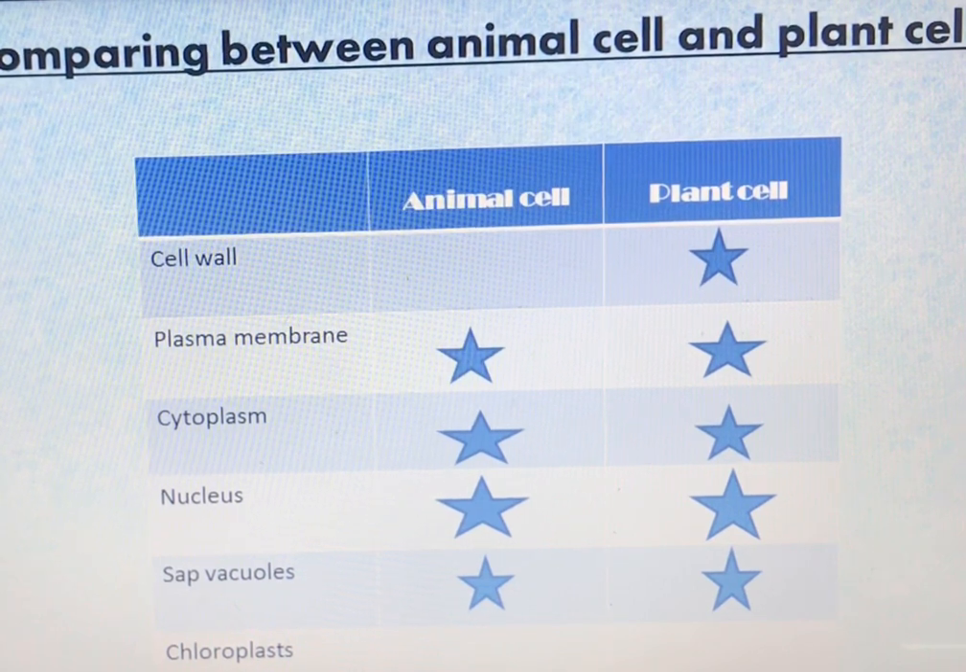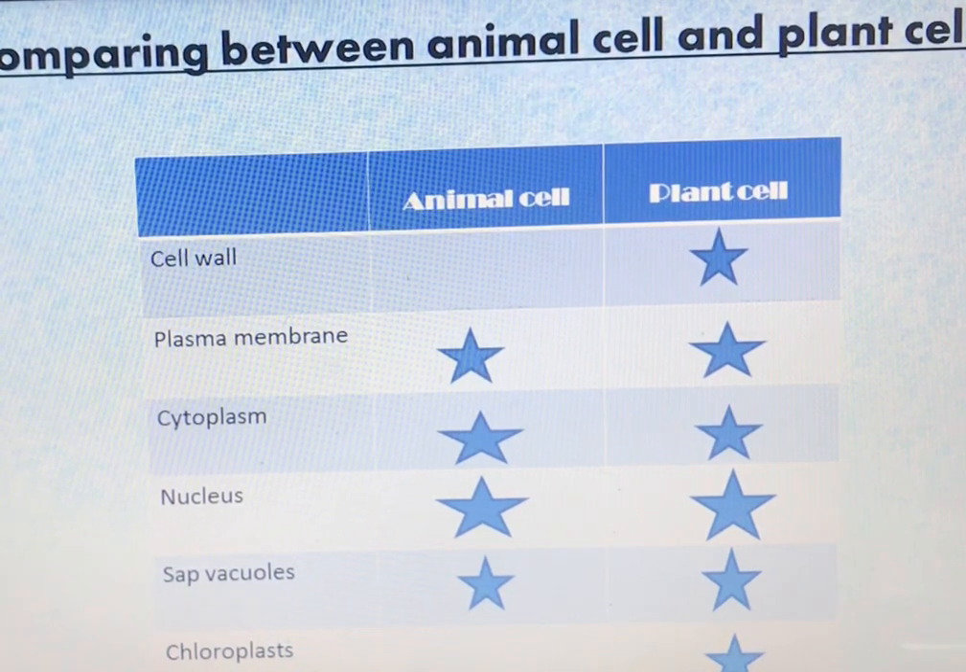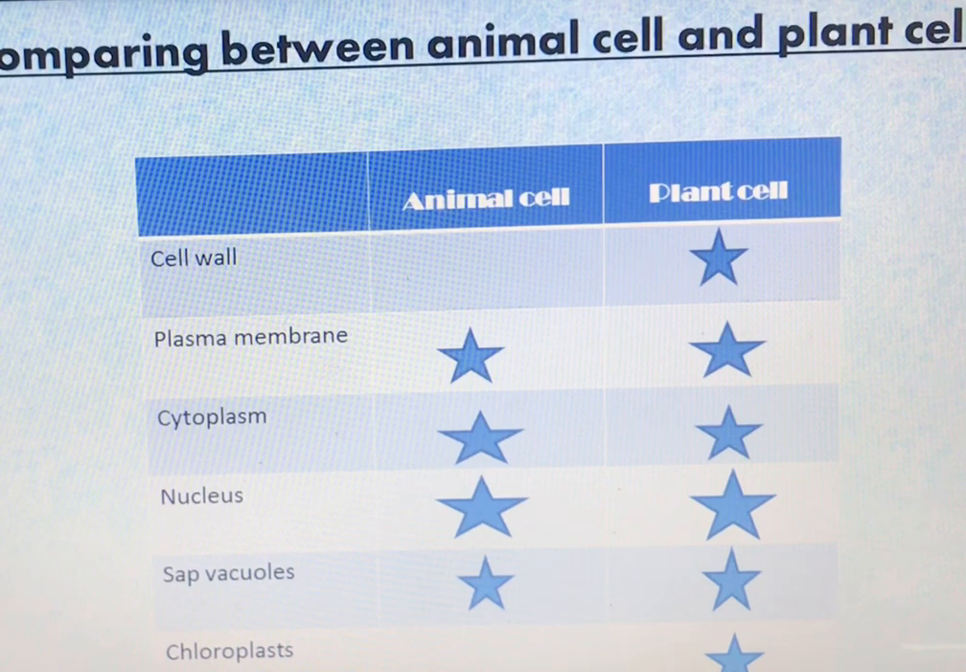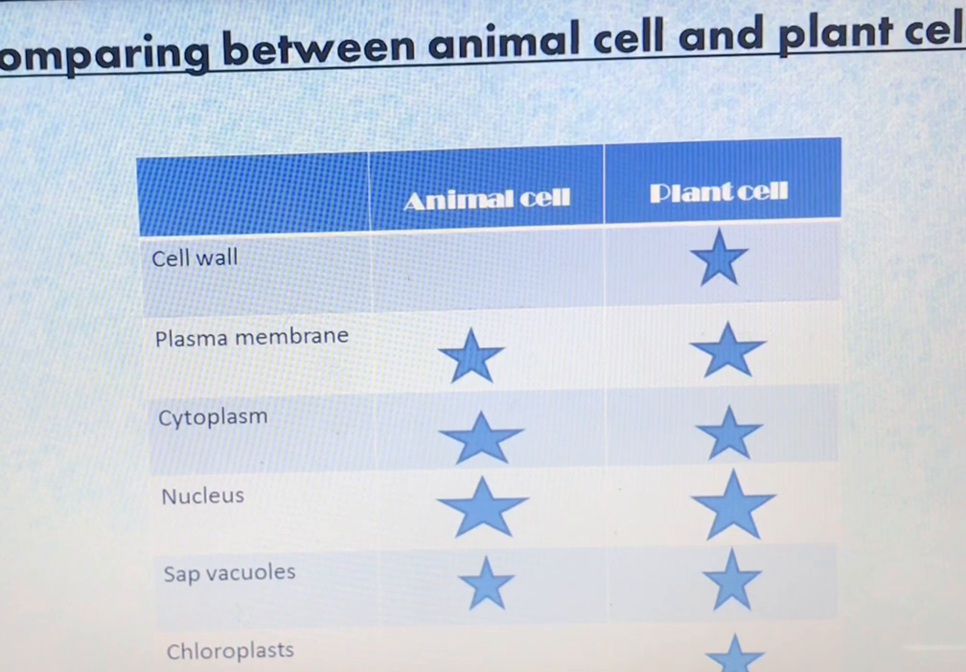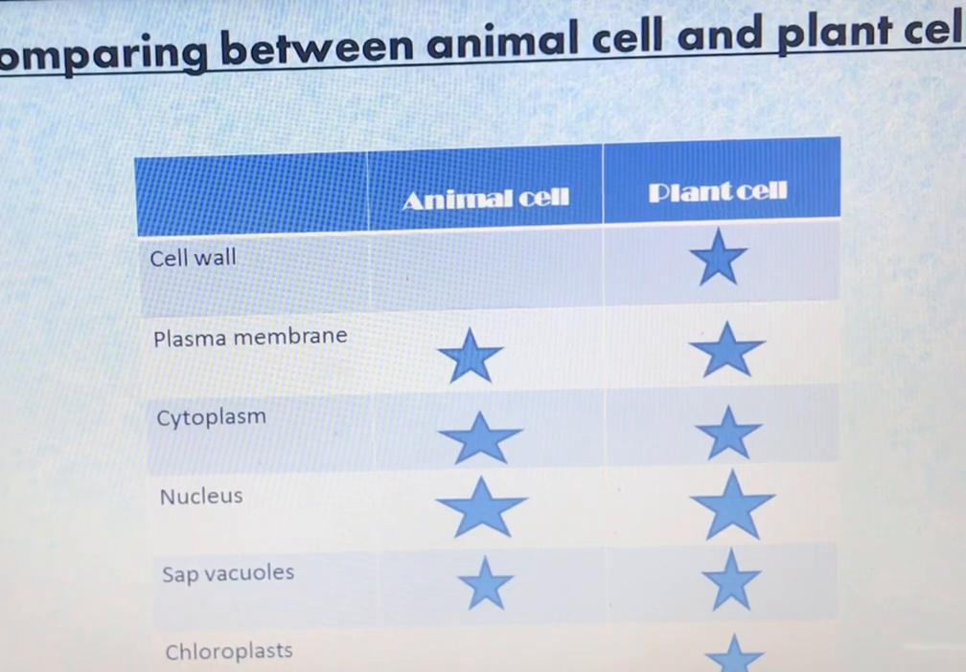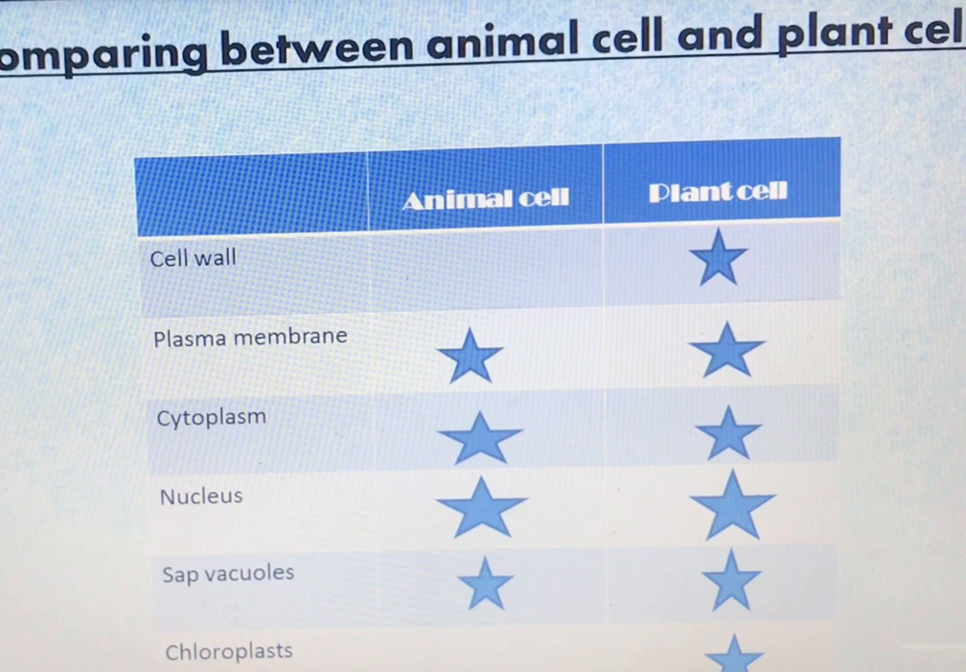Okay, finally, chloroplasts. Excellent. Chloroplasts exist only in plant cell. As we said, they help the plants to make their food by themselves, but animals and humans don't need chloroplasts because they don't make their food by themselves. So the chloroplasts exist only in plant cell. So finally, the plant cell is characterized by two things: the cell wall and the chloroplasts, as both of them exist only in plant cell and they don't exist in animal cell.